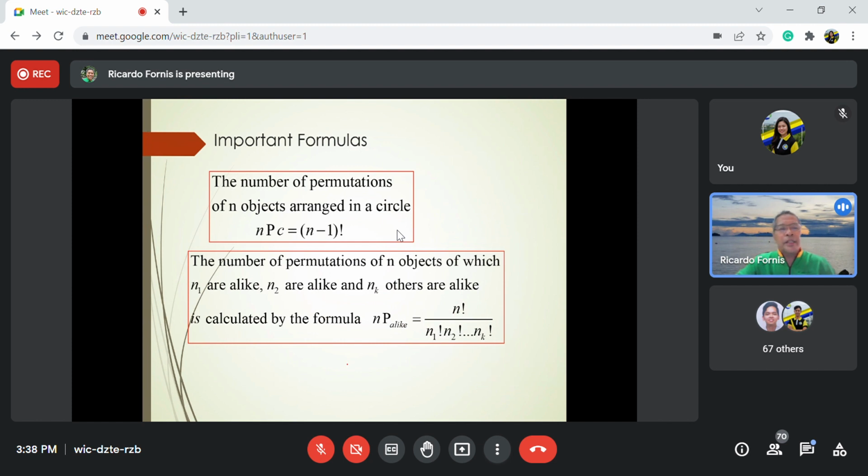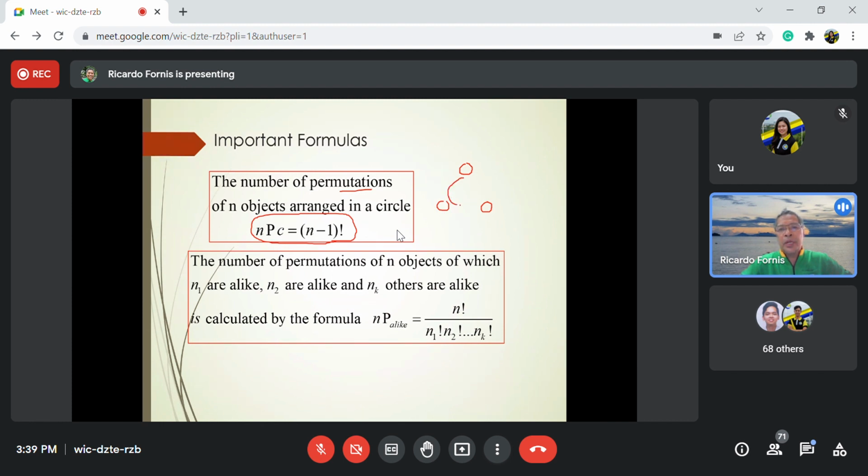Next, another formula is when we are interested in arranging objects around a circle, which we call cyclical permutation or circular permutation. The number of permutations of n objects arranged in a circle is calculated as n minus 1 factorial. Now, the formula will count arrangements in this manner, no?